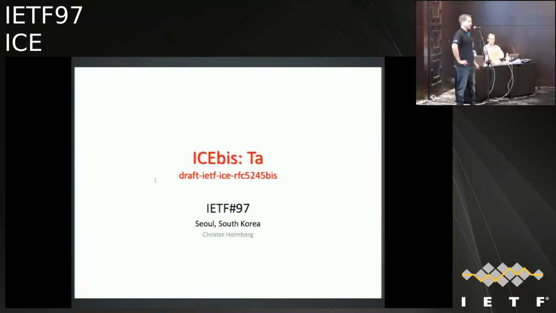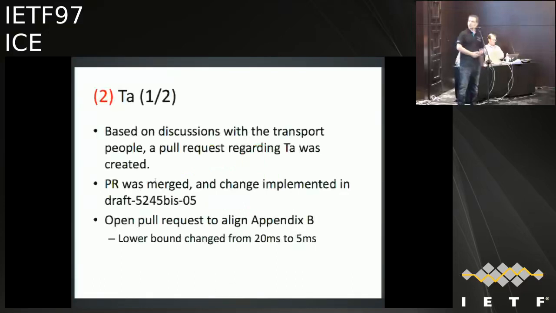There was a pull request created, and it was merged. The change has been implemented in the latest version of the BIS draft. There was no objection to this. There is currently an open pull request because there are some very minor changes needed in Appendix B, in a couple of places where it says the lower bound is 20 milliseconds, but that should be 5, because that's the agreement that we came to. I'm not going to read the text. I'm just going to show you the highlights about how you now calculate the TA value.